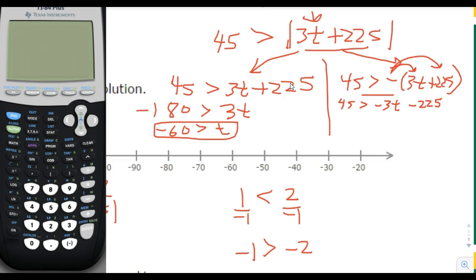Now I'm going to add 225 to both sides. And I'm going to get 225 plus 45 is going to be 270 is greater than negative 3t. Now I'm going to divide both sides by negative 3. And when I do that, I need to invert the inequality again. Okay? And so I'm going to divide both sides by negative 3. And on the left side, I'm going to have negative 90. And on the right side, I'm going to have less than t.